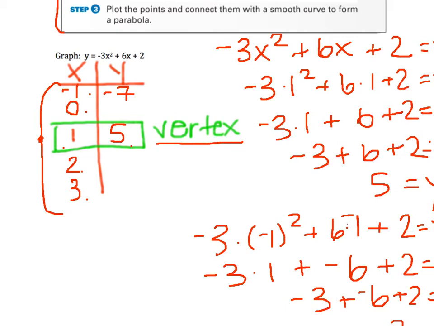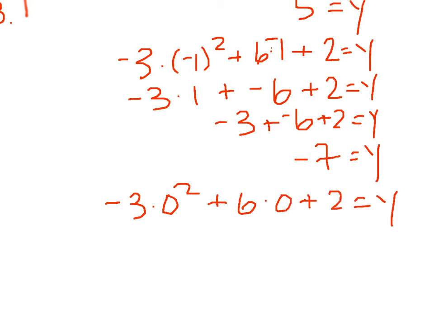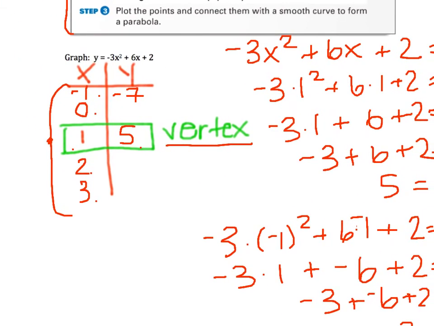Now I'm going to substitute in 0. I'm going to go back down here to my work. Negative 3 times 0 squared plus 6 times 0 plus 2 equals y. So 0 times anything is 0. 0 times anything is 0 plus 2. So this is an easy one. When x is 0, y is 2. So I'm going to go back to my table and plug in a 2 there. All right, I have to do this 2 more times for 2 and 3.